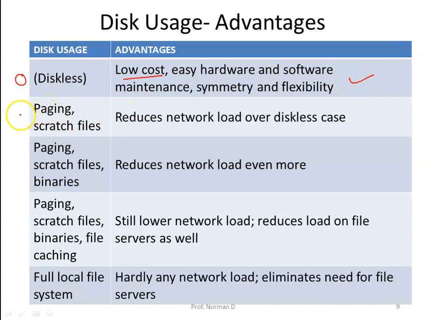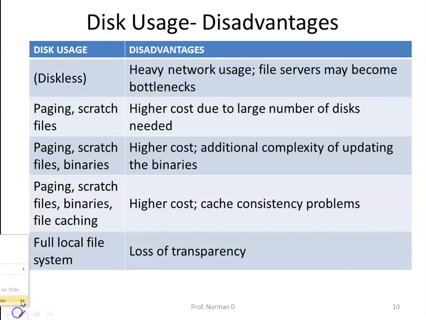Now for the workstation with a private disk, we have seen four methods: 1, 2, 3 and 4. The first method reduces the network load over the diskless case, whereas the second method reduces the network load even more as compared to the first one. The third method still lowers the network load and reduces the load on the server as well, whereas in the fourth way, there is hardly any network load and it eliminates the need for file servers. Now looking at the disadvantages, again we start with the diskless.